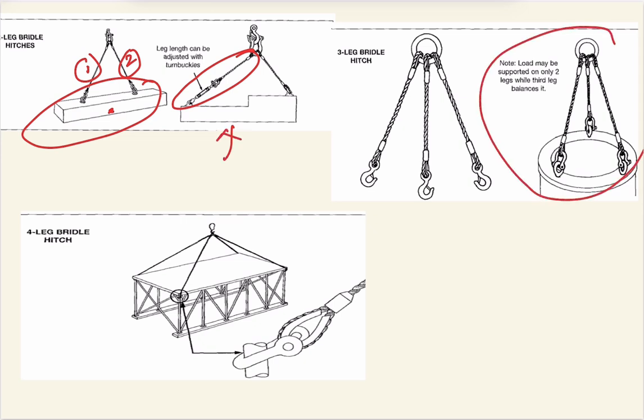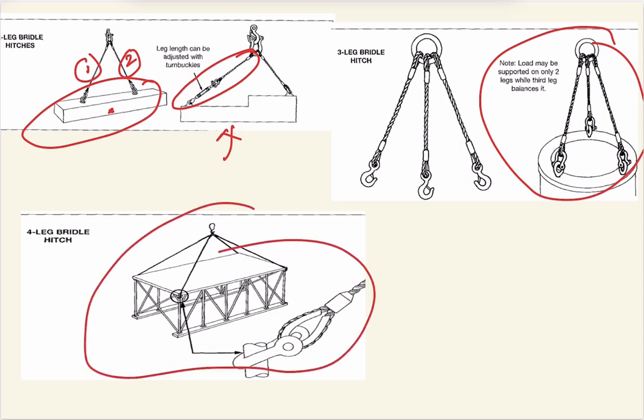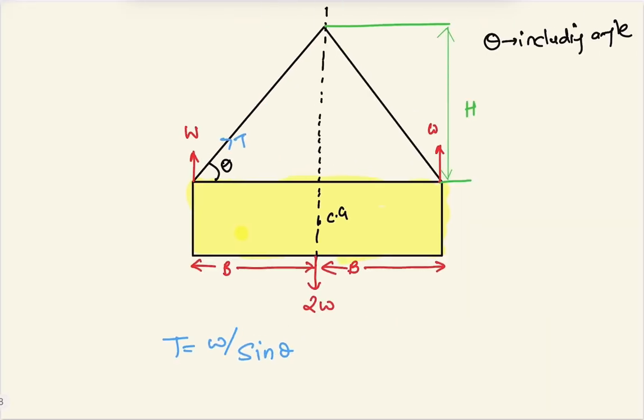This is the case of the three-leg bridle hitch, and this is the case of the four-leg bridle hitch. Now how these bridle hitches affect the working load limit of the sling, we will understand that. This is the basic example. This black one is the sling, and we are lifting up a load. This yellow one is the load. This load has a CG over there.